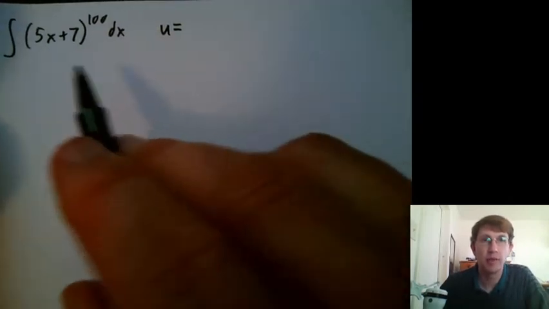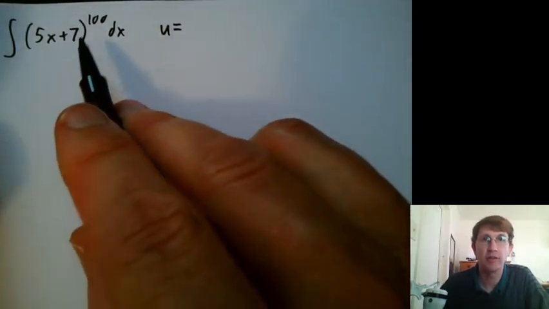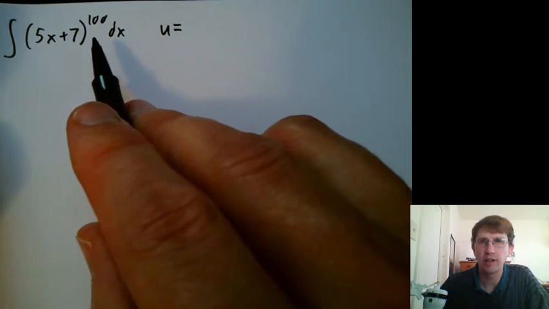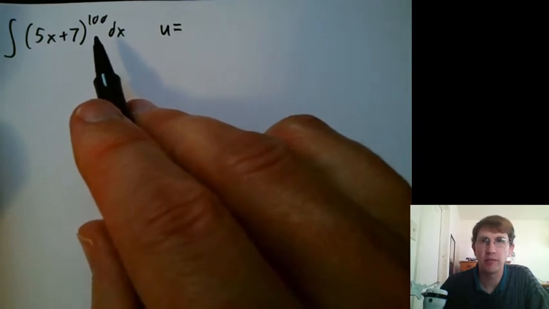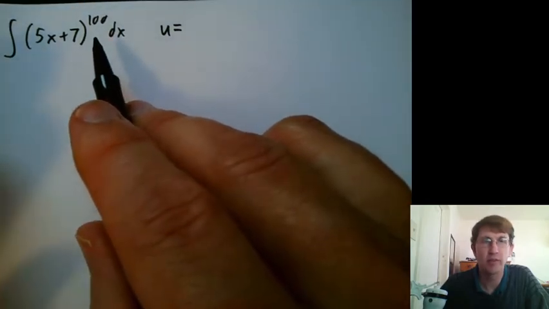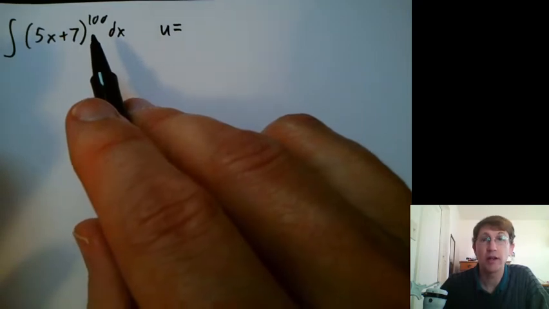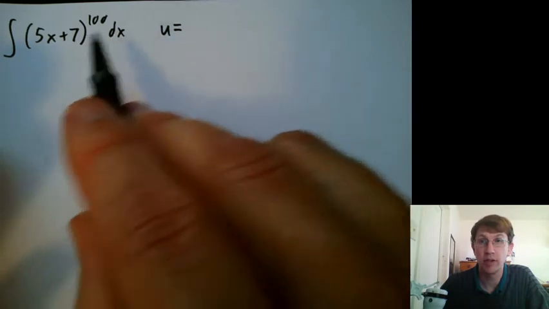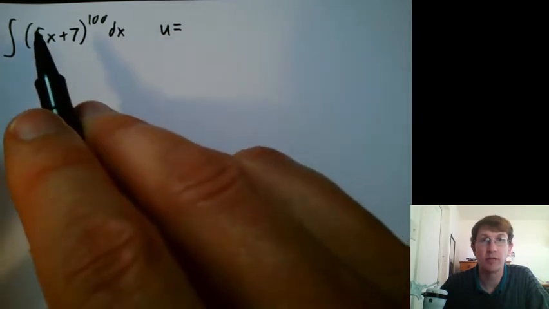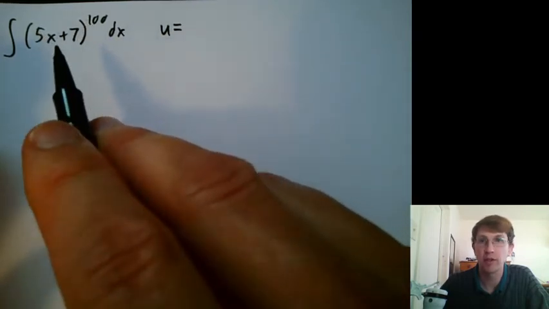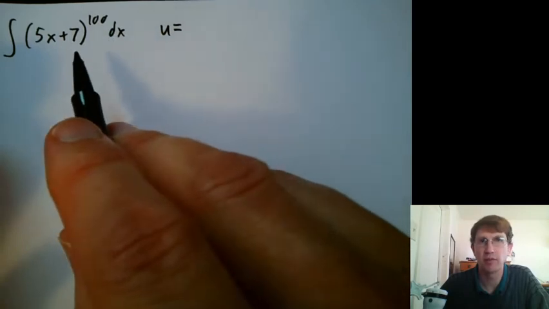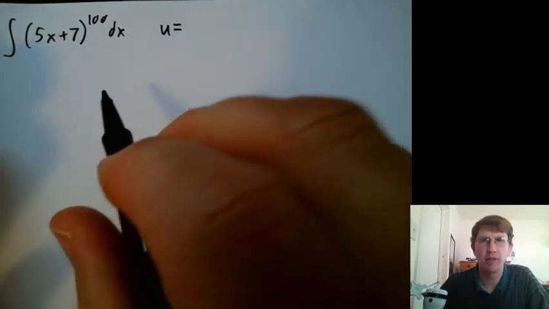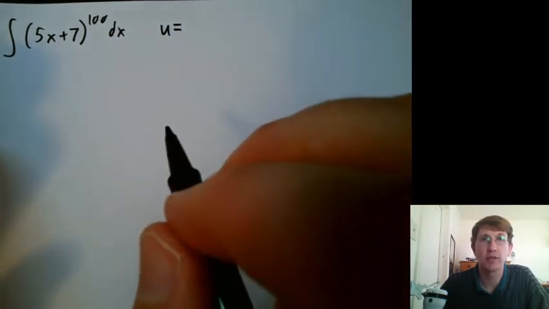So our next problem is the integral of (5x plus 7) to the 100. Not that this is useful in many applications or anything, but it is a fairly nice example of u-substitution. Now you don't have to do u-substitution here. You could multiply this out 100 times, get a polynomial that involves (5x) to the 100 plus (5x) to the 99 times 7, blah blah blah. But that's a lot of work. Maybe u-substitution is a little shorter.